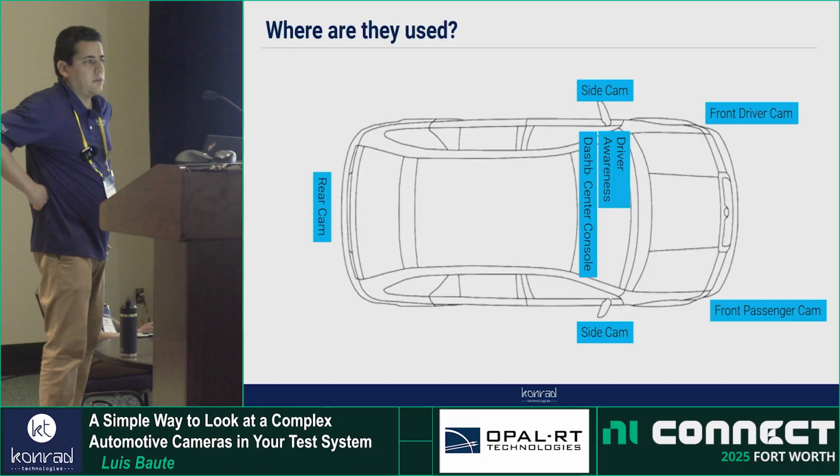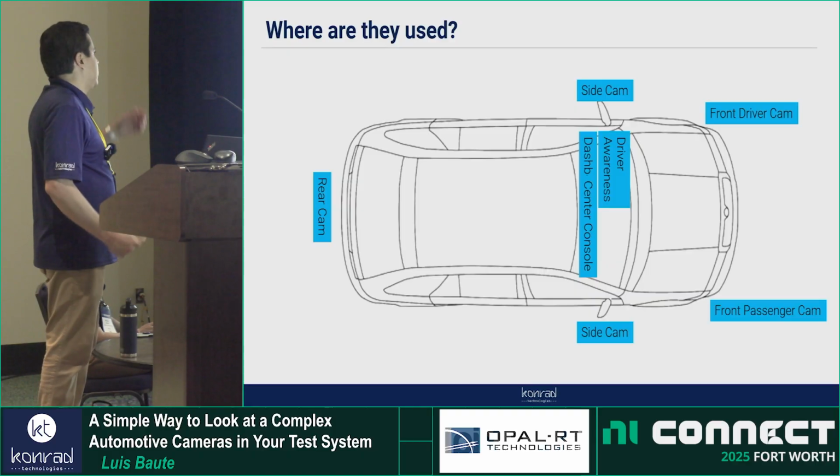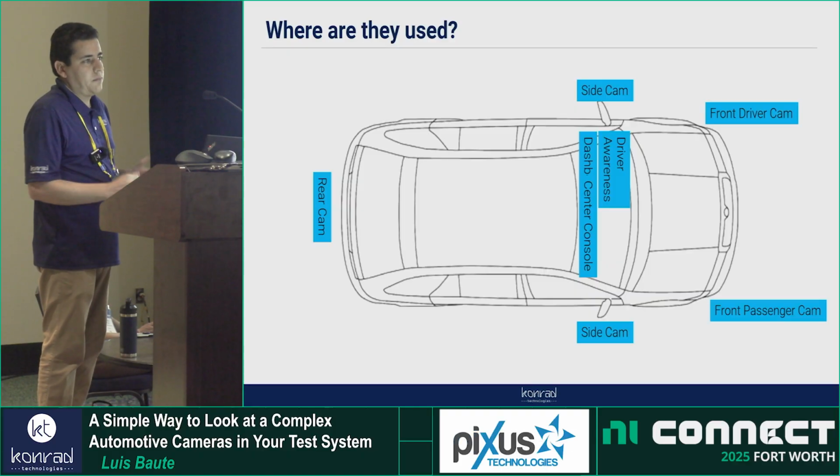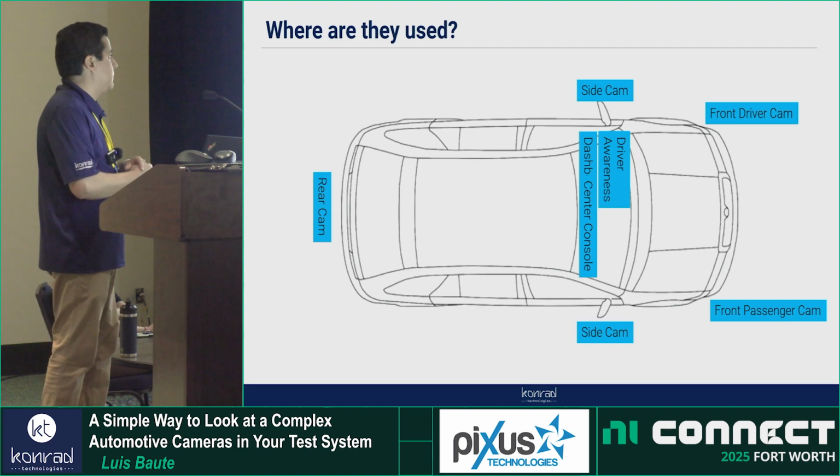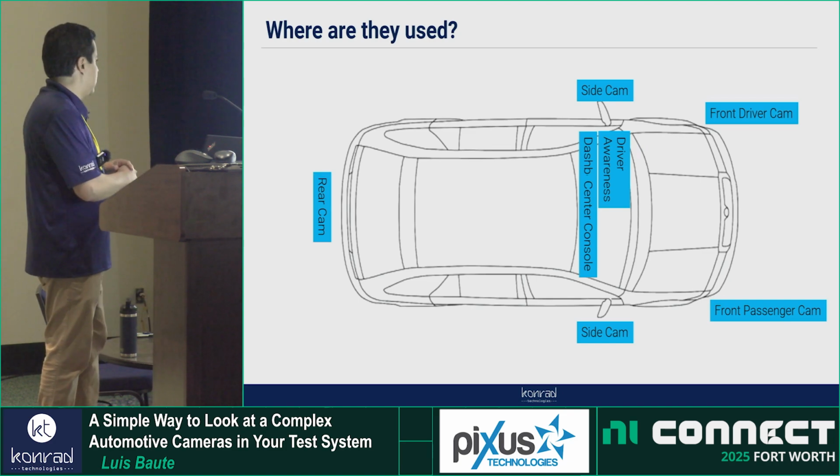Specifically for this application, we're looking for cameras that are used in cars, but they could be used anywhere. Like we've seen in robots.